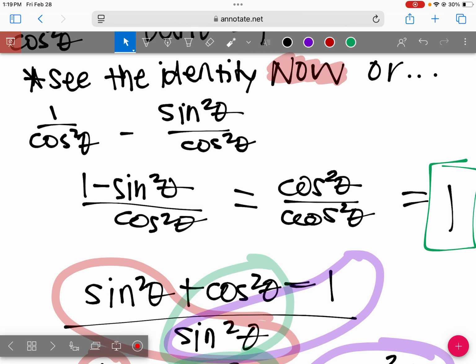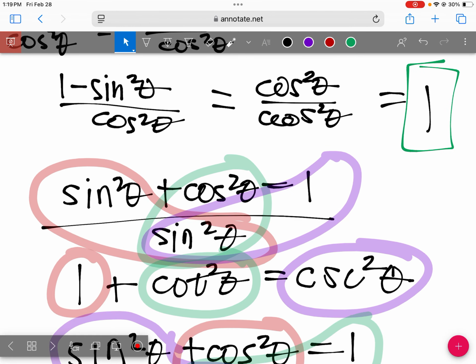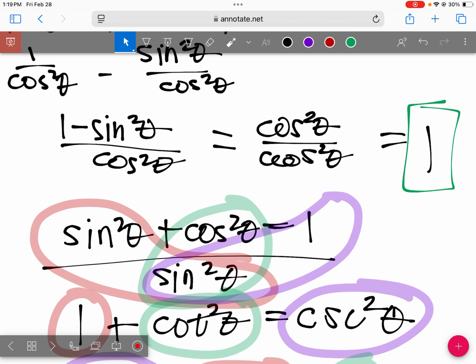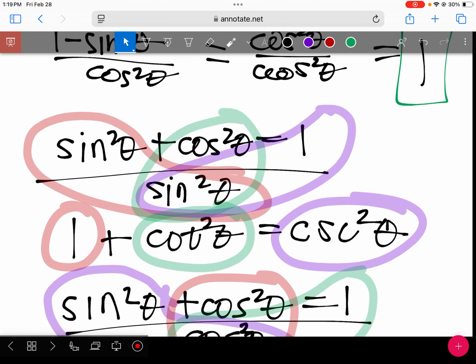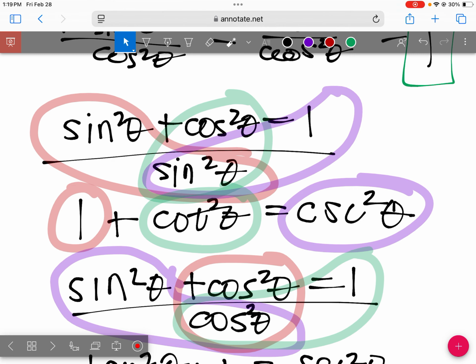Cotangent squared. 1 over sine squared is what? Cosecant. Is this not one of our identities? Yes, it sure is. Now you know and see where they come from. So let's try it again, this time with a cosine squared.